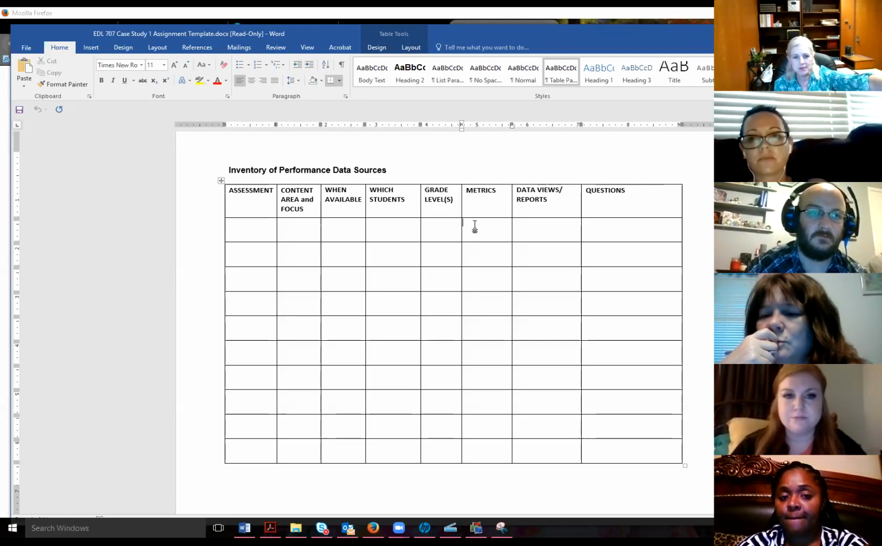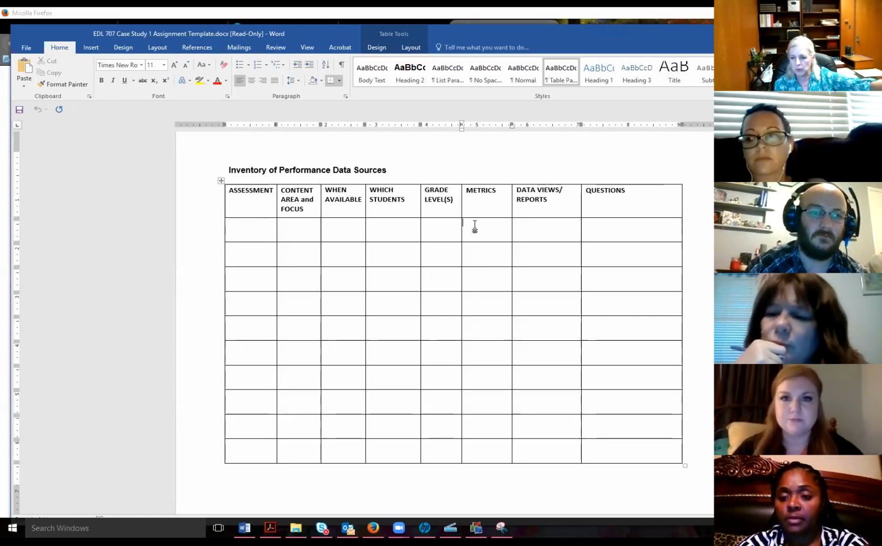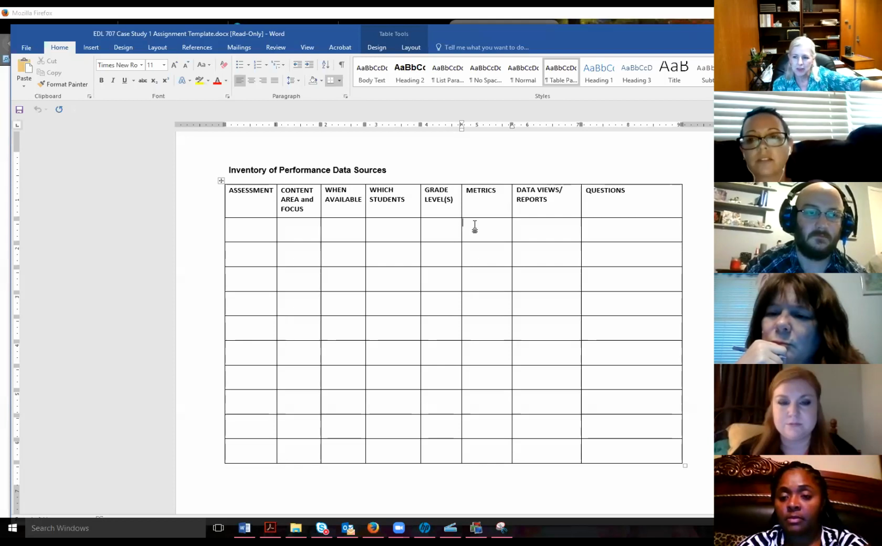Content area and focus, well, it's going to be on professional learning communities. When is this going to be available? Well, in 2 weeks when you actually do the midterm. Which students? I want to look at all of you, the grade levels for your graduate students. Does that kind of make sense? You can pick anything. Yeah, so could we do like kind of what we did for our SLTs?